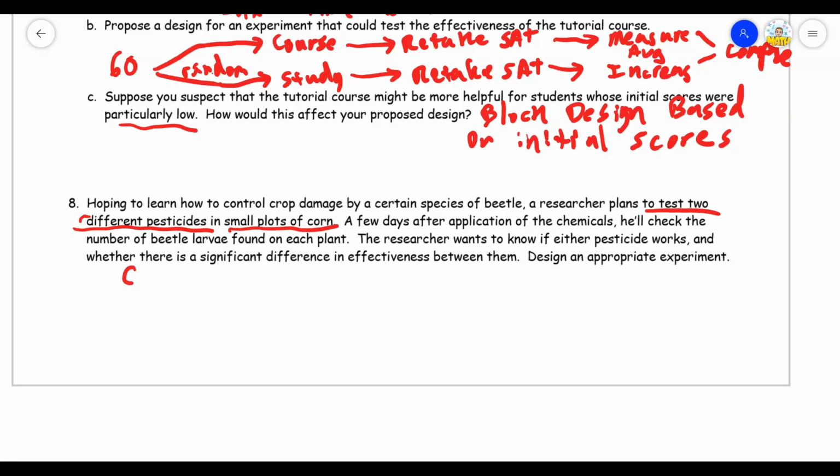So let's think about, in this experiment, what are some things he might want to control for, right? He'd probably want to make sure that they all get the same amount of sunlight, water, right? And then also, how about location? So maybe if he has these small plots, each plot could be a block. So I have 1 plot of corn, and then I randomly assign the treatments.